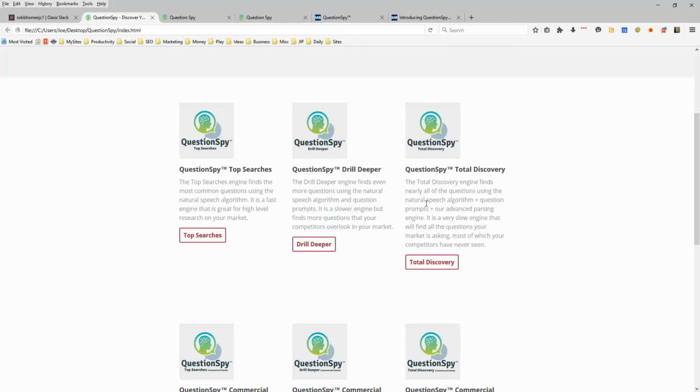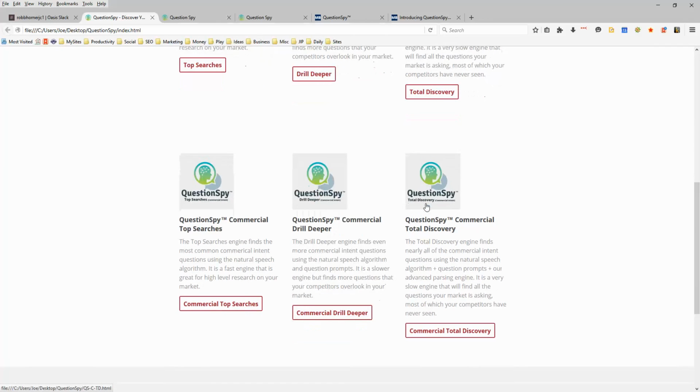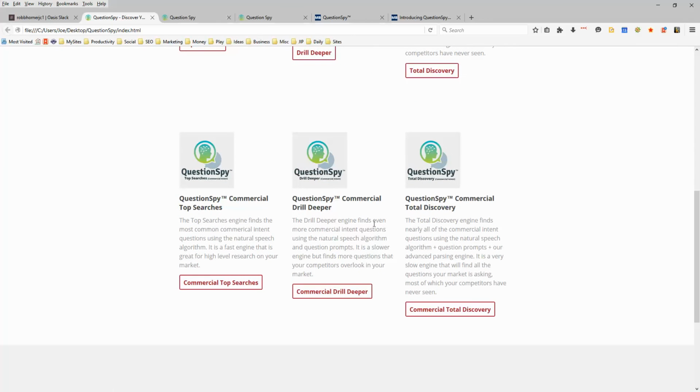So what's really cool is down here, the next three that you can choose from are basically the same technology, but they've added a filter that attempts to limit the results to search questions that come from the search engine that are commercial or buyer intent oriented, which is pretty helpful.